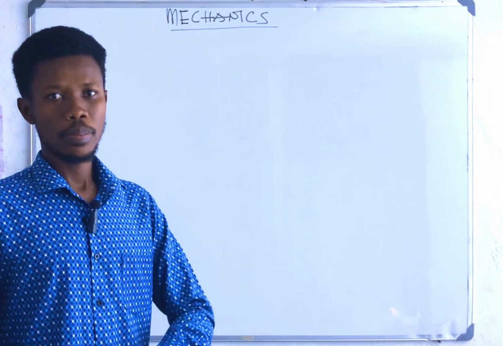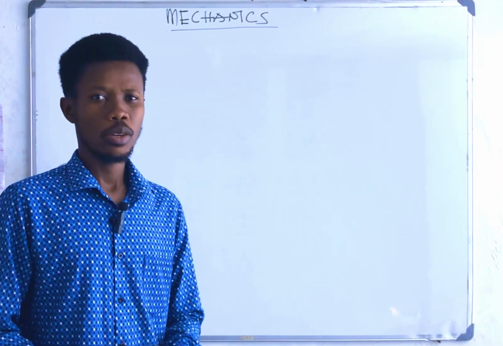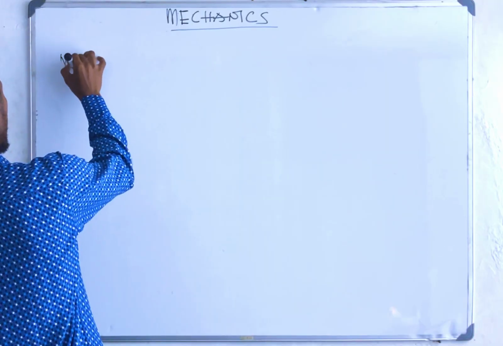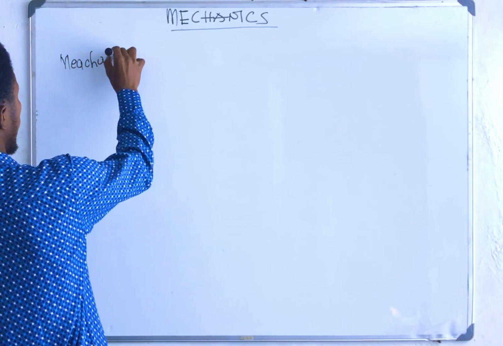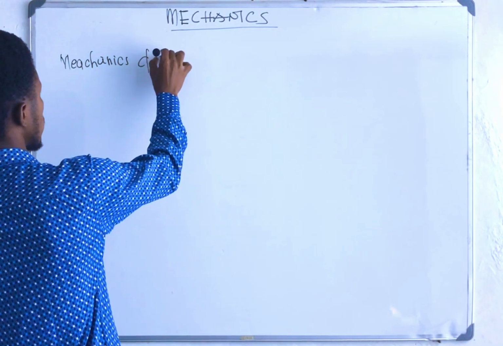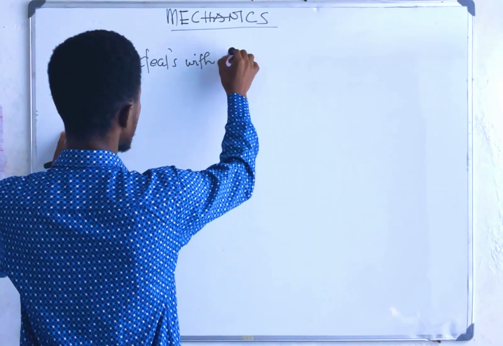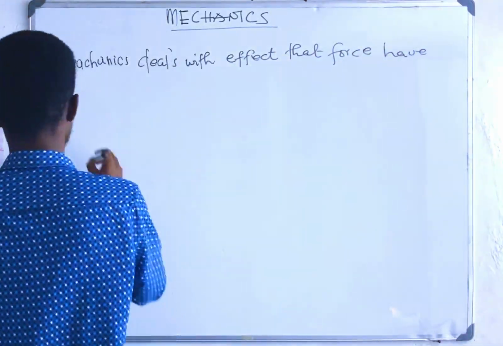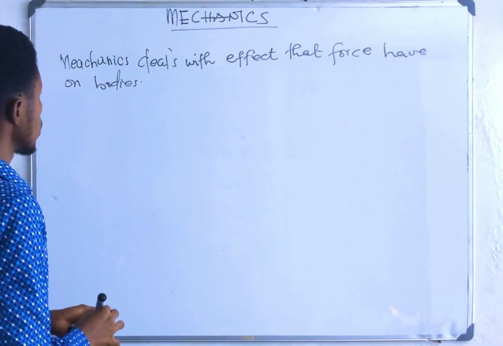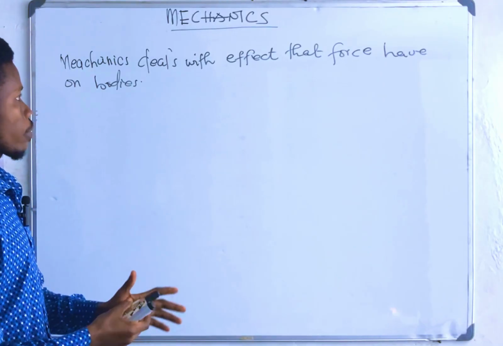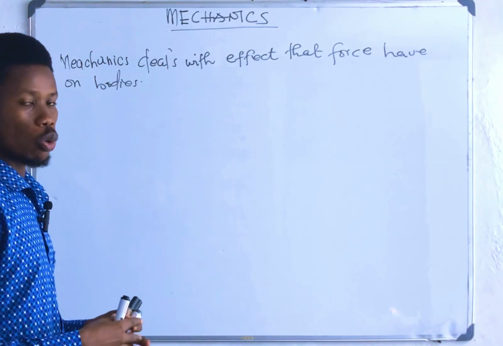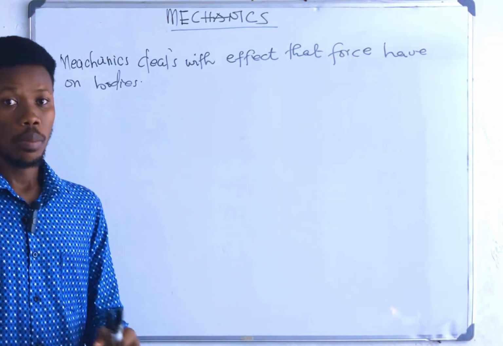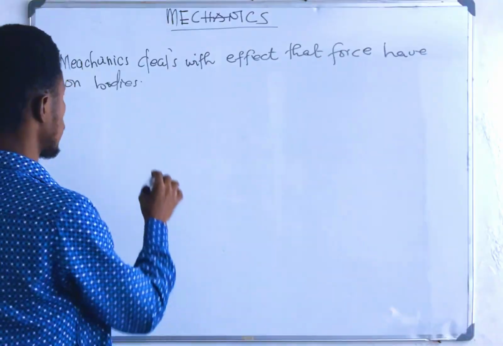Today we are going to do mechanics, and let's look at the definition of mechanics. So we said that mechanics deals with bodies. So mechanics deals with the effect that force has on bodies. So we are going to talk about force or the effect of force on bodies. That's all about mechanics. Now let's look at the branches of mechanics.